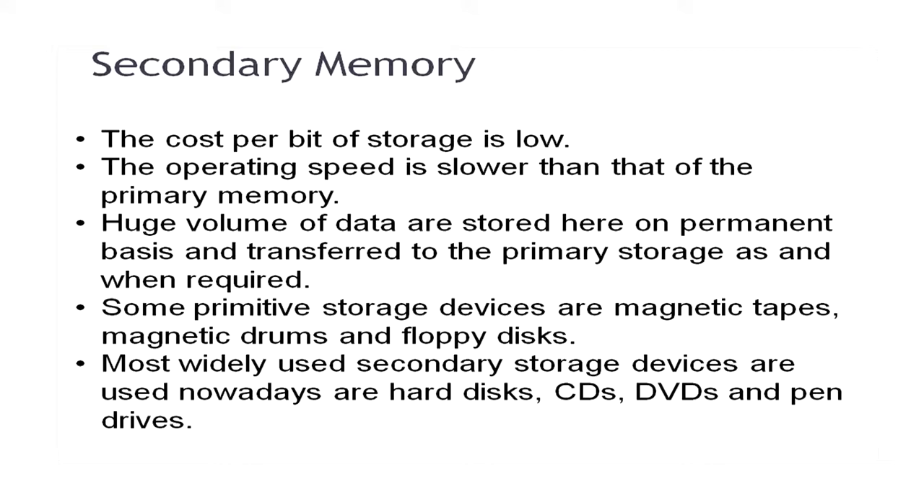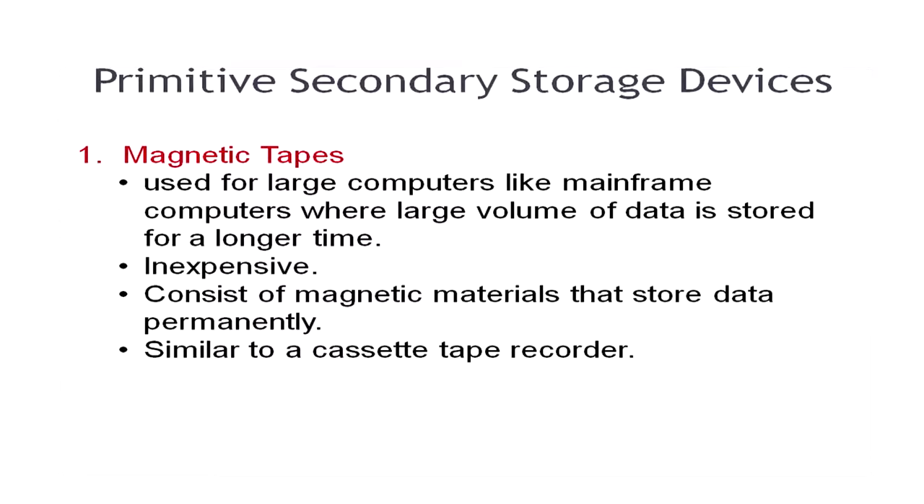You can have DVDs, you can have Blu-ray discs, which have very large shelf life, which can be stored for long durations. So secondary memories come in very handy in such situations. Some of the primitive secondary memory storage devices are magnetic tapes, drums, and floppy disks. Although these are not being used nowadays, we'll have a quick look at these primitive storage devices: the tapes that were used before for mainframes to store large amounts of data. They are quite inexpensive and consist of magnetic materials that store data permanently. And they are very similar to the tape recorders that we used to have in previous times.